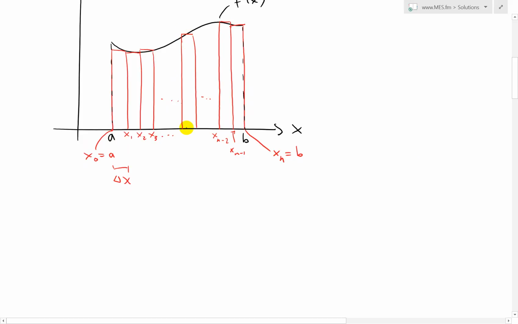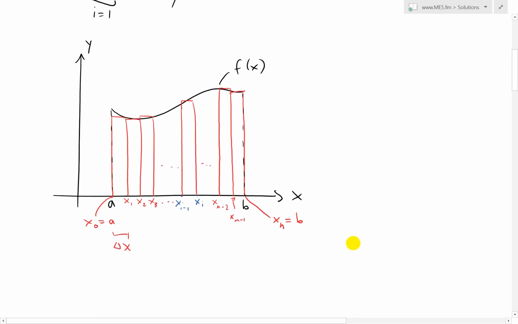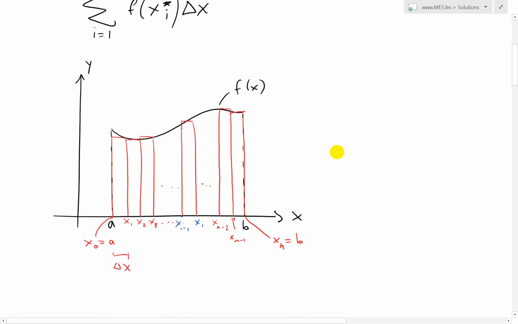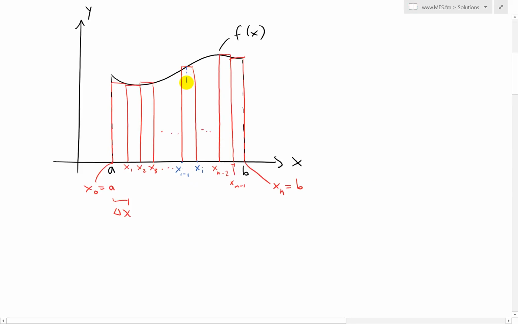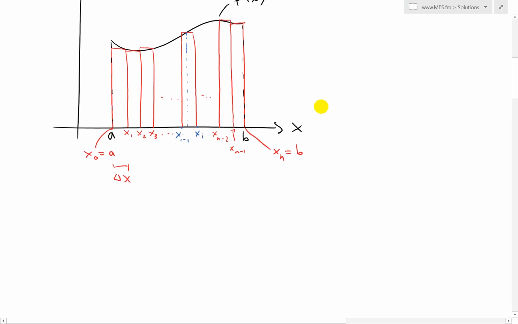Then at this one here, we'll call this a random point inside, x_i, and at this point, x_{i-1}. I'll draw that in blue, and move that over. The x_i star is just any point inside between x_{i-1} and x_i like that. So in this case, this is our x_i star. It could be the midpoint, the side point, it doesn't matter as long as it's in the interval. So this very point is x_i star.